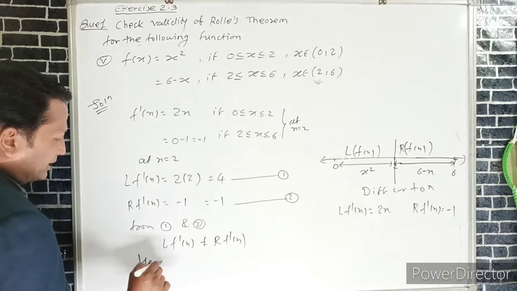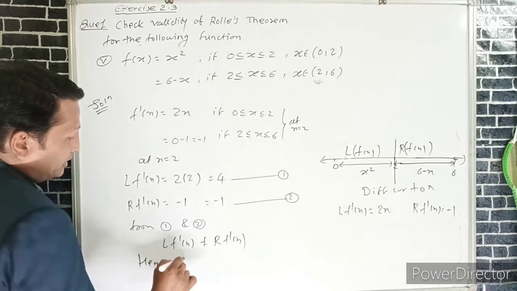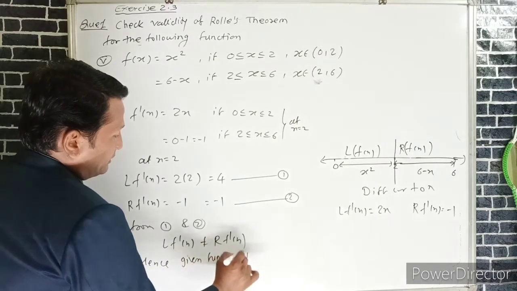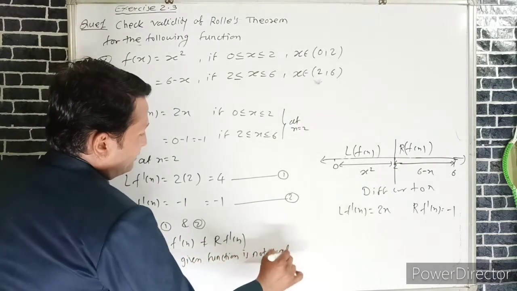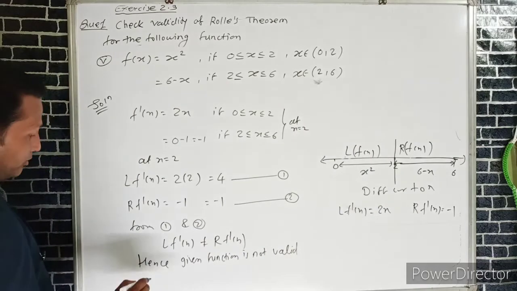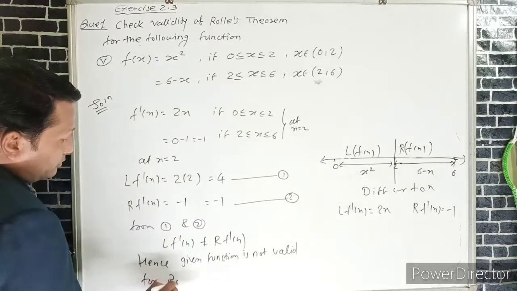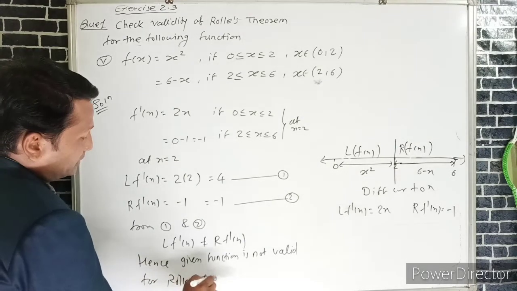Hence we can write that the given function is not valid for Rolle's theorem.